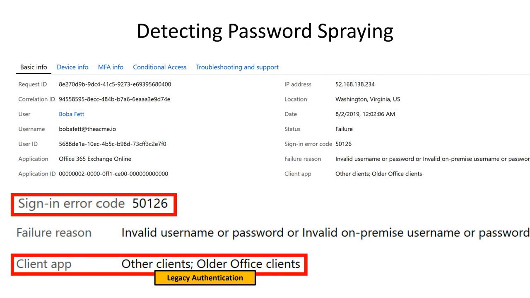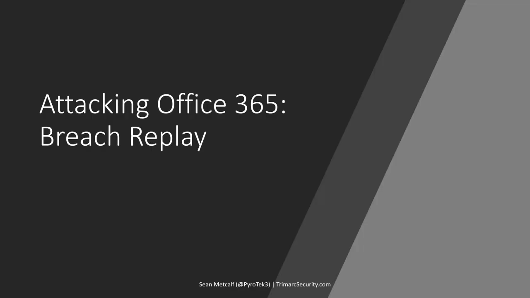You can also use this similar method by looking at the client app, other clients, older Office clients, to see if legacy authentication is in use in your environment, because you definitely want to turn it off. If you enable security defaults, it will disable legacy authentication automatically. And we'll talk about that a little bit later.